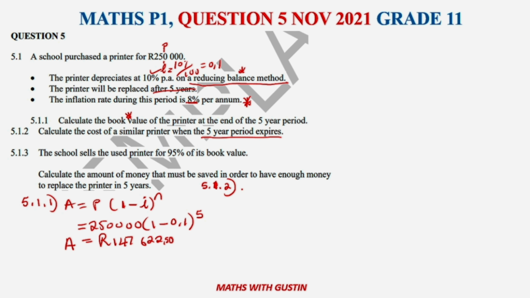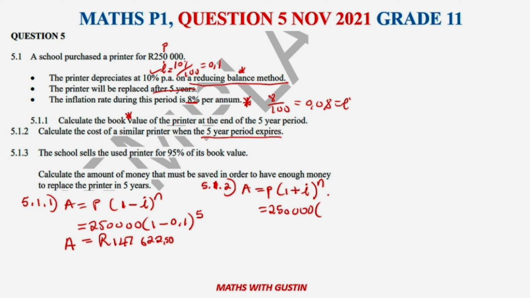Whenever they refer to inflation, we learned this in grade 10, they are referring to the compound interest formula. We already know our 250,000 is our principal, and this 8%, if you divide by 100, you get 0.08, which is going to be our i.